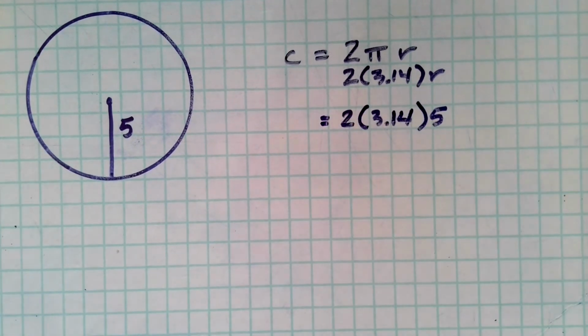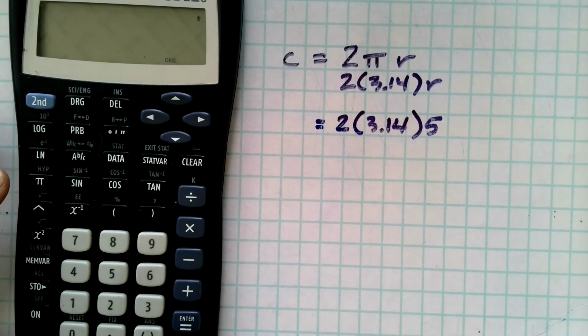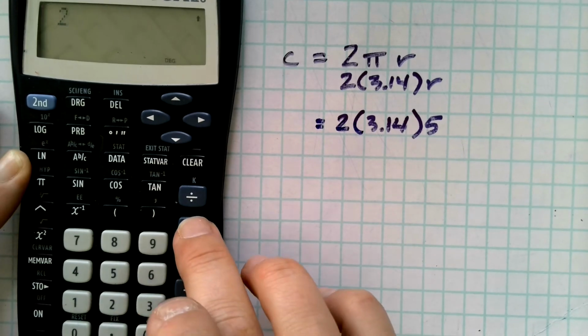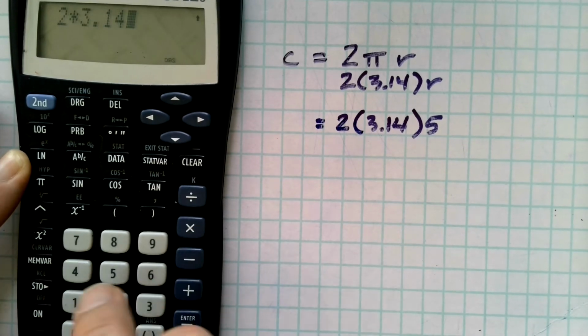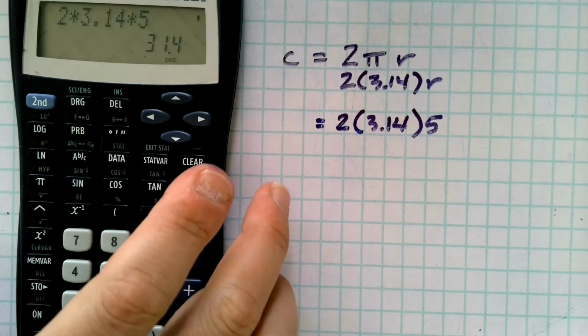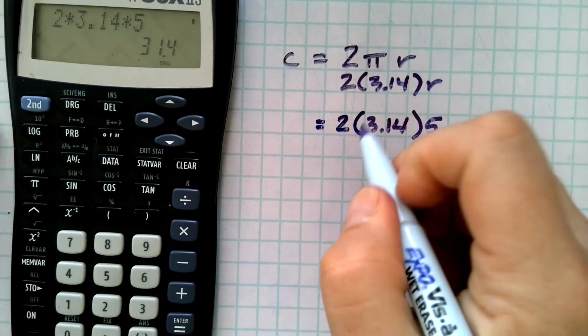Now, I am not going to expect you to do all of this in your head, so you may get out your handy dandy calculator. And for these problems that you're going to find in the book, they're asking you to use 3.14 for pi. So you're going to say 2 times 3.14 times 5. And you end up with 31.4. And your original units were in inches, so you're going to say 31.4 inches. Okay?